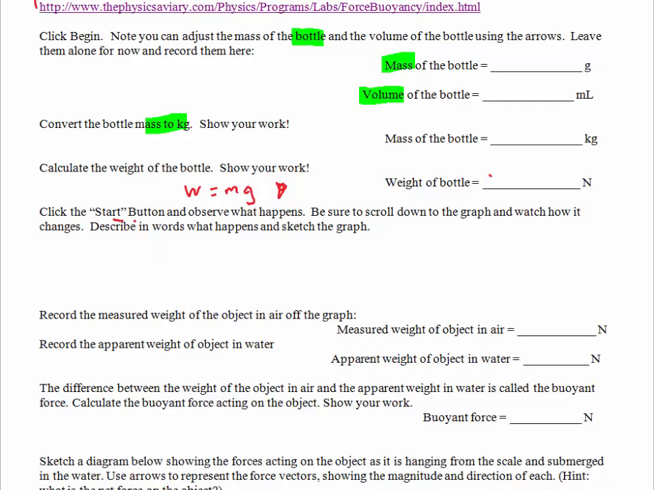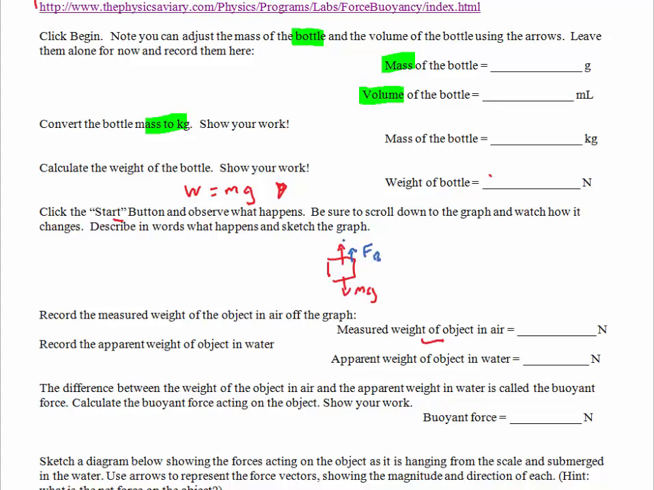Then we're going to click Start, and what we're going to observe is a bottle, and it's going to have some weight acting in the downwards direction. Initially that weight is supported by the force probe, so the force probe is actually measuring the weight of the object in air. Then we dunk it in water, and we're going to get a buoyant force, just like that.